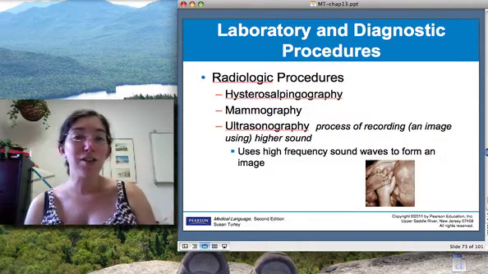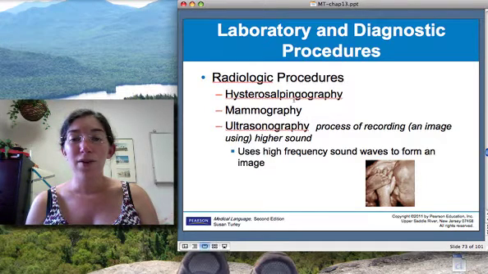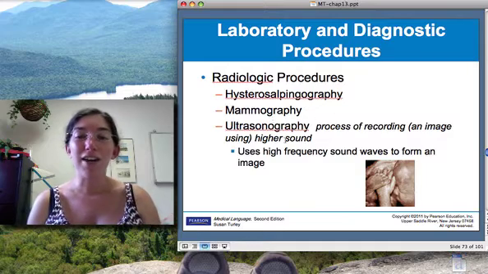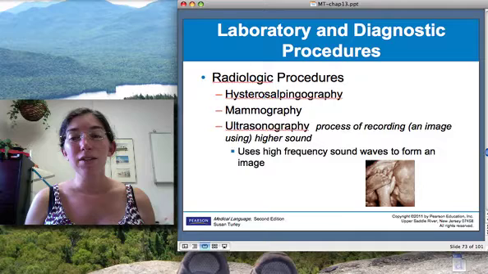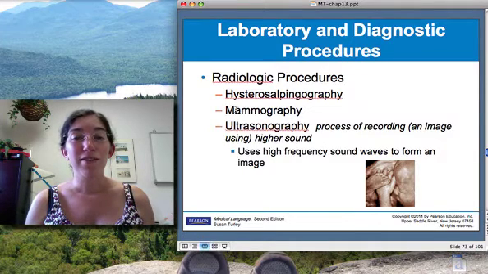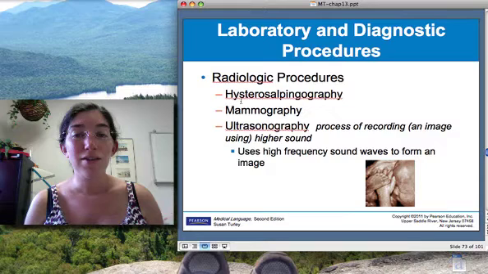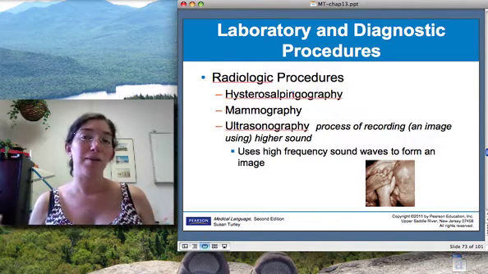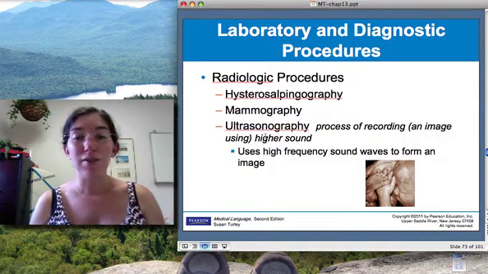Different radiological procedures. These maybe should have gone in the gynecology part. So, using radiologic procedures to look at the uterus or the breasts: a mammography, a hysterosalpingography. What would that be? Hystero, the uterus, salpingo, the uterine tubes. So that would be a procedure to examine the uterus and uterine tubes.